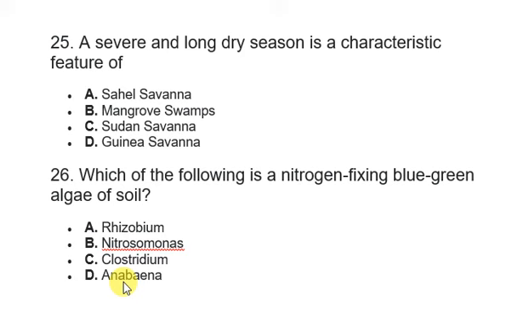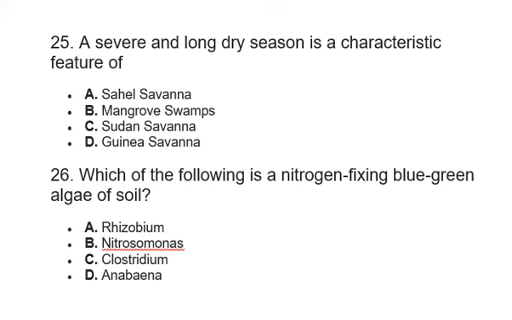We have some nitrogen fixing organisms in the soil. We have a lot of them. We have the cyanobacteria, we have the Anabena, we have nostoc, we have Azobacter, we have Clostridium, like I've already mentioned before. But all these ones are not nitrogen fixing blue-green algae of the soil. The only one that is the nitrogen fixing blue-green algae of the soil is the Anabena. Rhizobium fixes nitrogen. Even nitrosomonas, I think they do too. Even Clostridium also fixes nitrogen in the soil. However, they are not blue-green algae of the soil. The only one that is the blue-green nitrogen fixing algae is Anabena, which makes option D the correct answer.